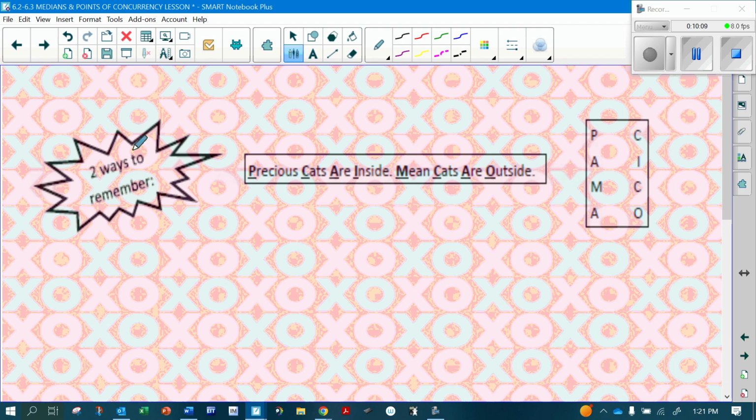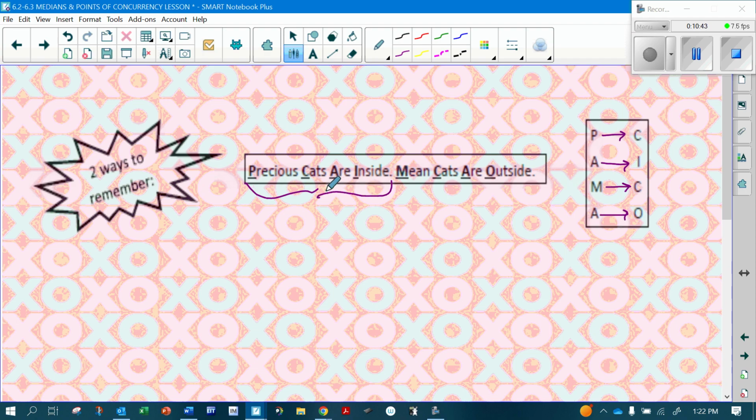So first thing you have to remember, perpendicular bisectors have circumcenters, angle bisectors have incenters, medians have centroids, and altitudes have orthocenters. So a way you could remember is precious cats are inside, mean cats are outside. Might not necessarily be a true statement, but it is a way to create an acronym to help you remember the ones that go together. So the precious cats are inside.